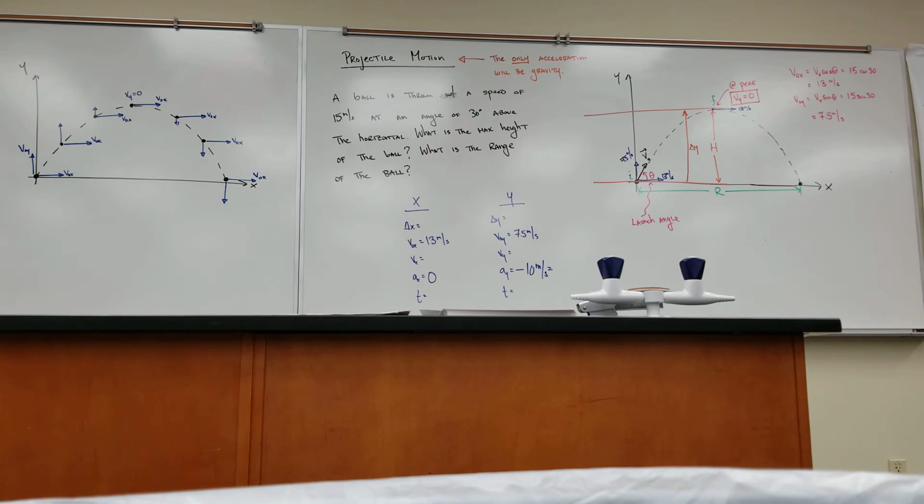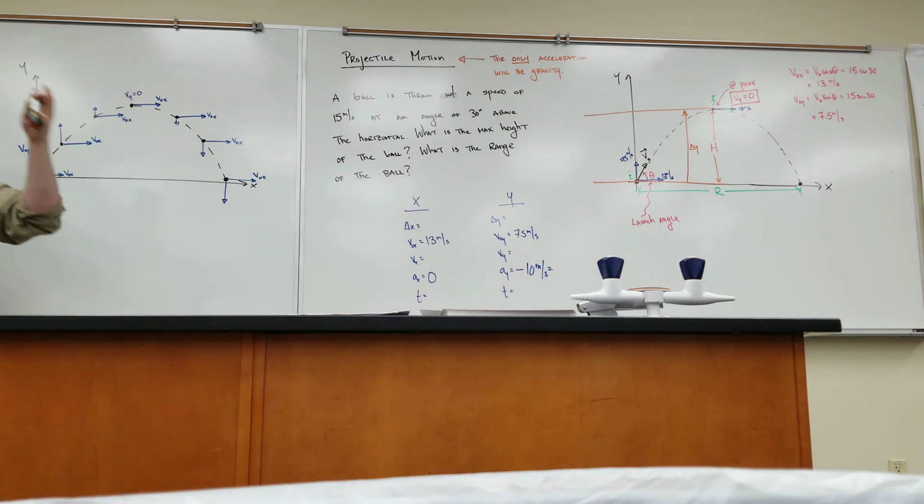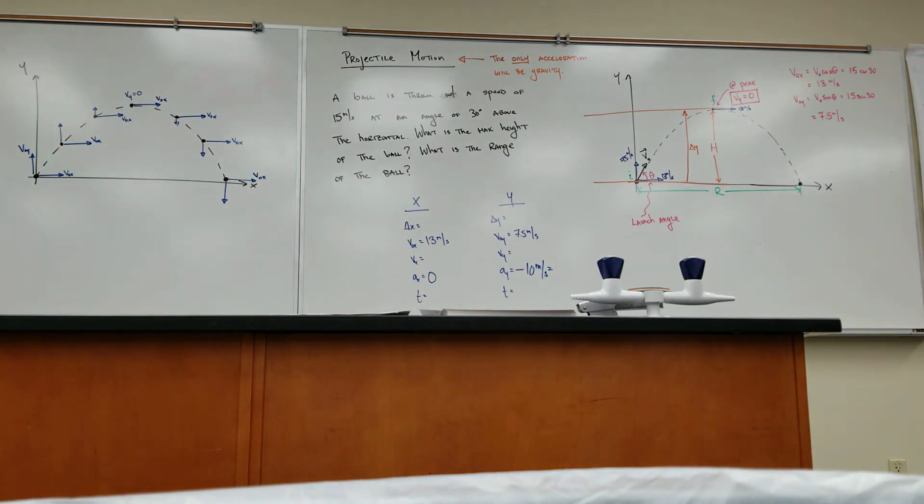Okay? And that in general is what the velocity does throughout the trajectory. That's the behavior. Only the y velocity is affected because there is an acceleration only in the y direction. There is no horizontal acceleration, so the horizontal velocity is not affected. Okay? Any questions about that?